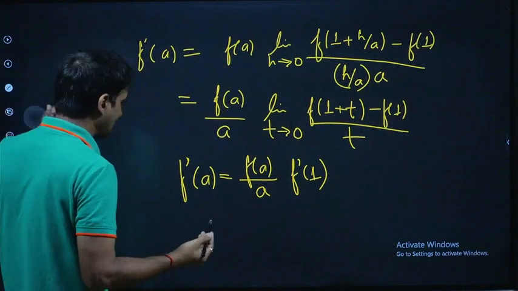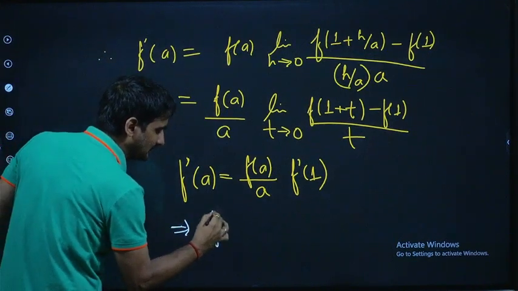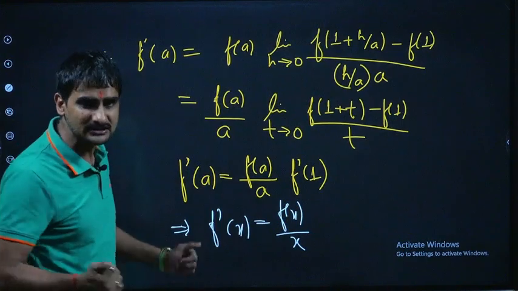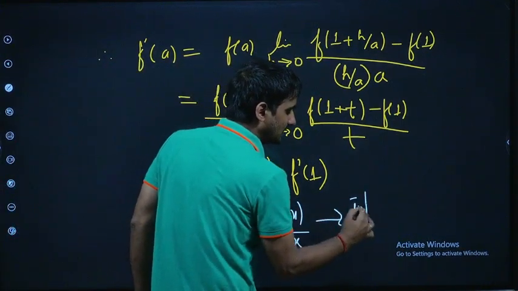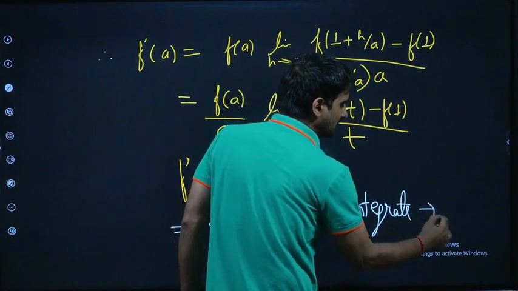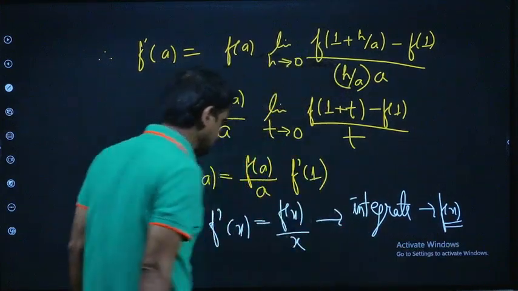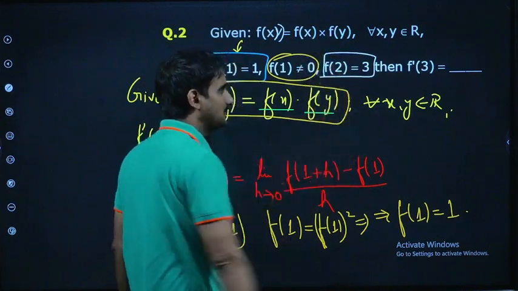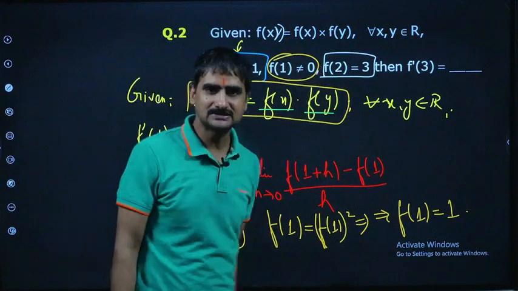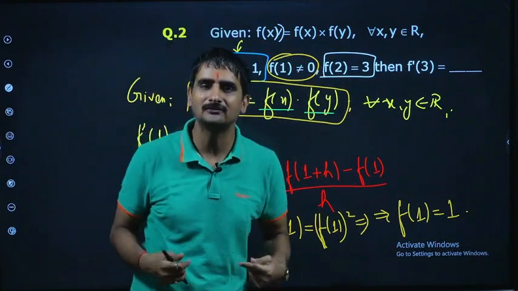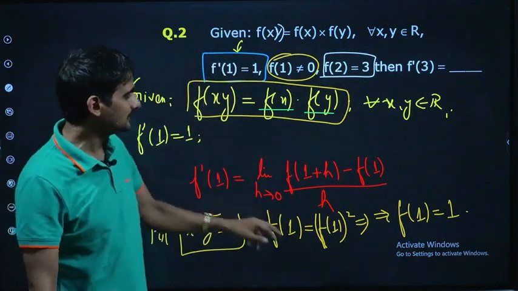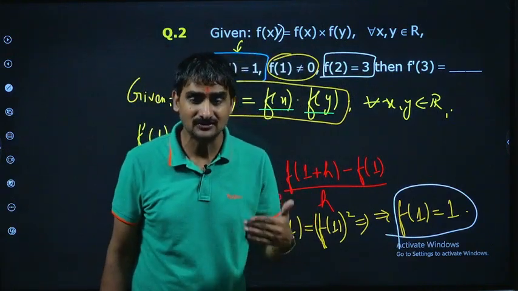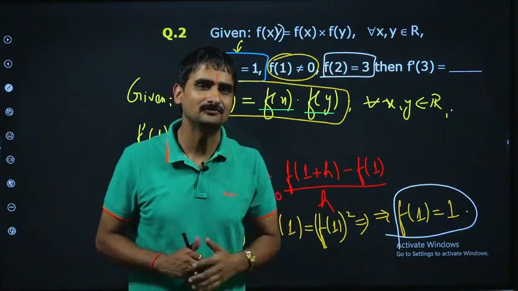Now it's true for any a, so therefore I can write f dash x is f(x) by x. Now we can easily integrate it to get f(x). I think the given information about f dash of 3 may be extra, there might be some typing error, so you may simply skip it, because you will have only one unknown after integration, and to get the value of that unknown we already have the relation f of 1 is equal to 1. So that was again a question based on functional relation where we used the first principle of differentiation.